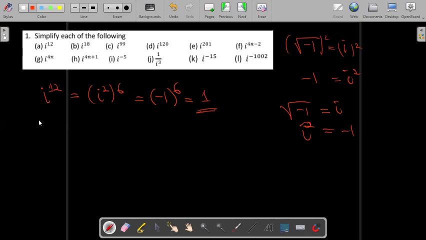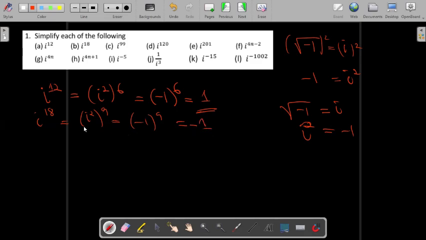Now the next one is i to the 18. We can do the same thing where we factor out the 2, so you have i squared to the power 9, and 9 by 2 gives you 18. So you get (-1) to the power 9. This is an odd number, meaning you get a negative value, and that will be equal to -1.